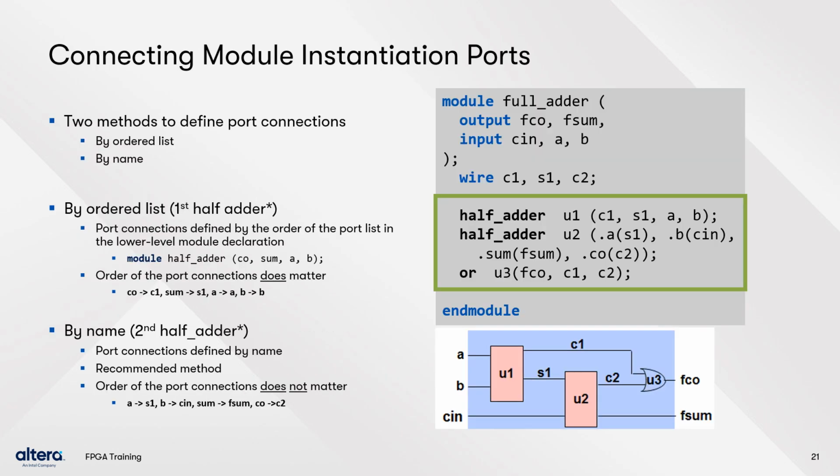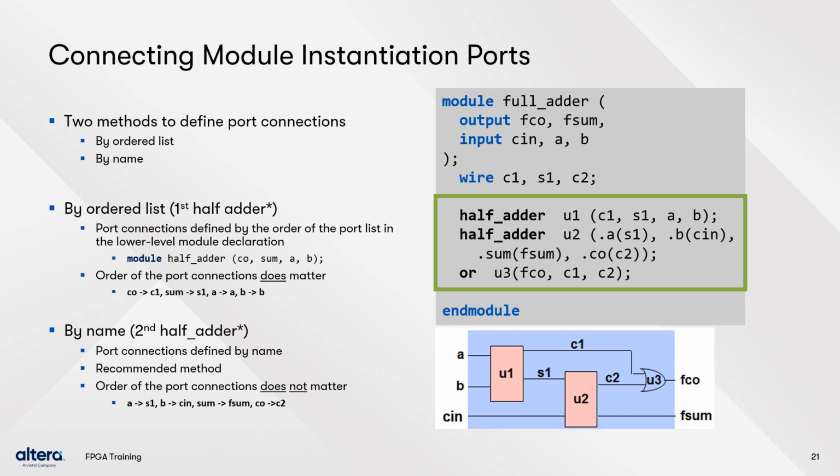When connecting signals to lower-level module ports, there are two ways to define the connections: by ordered list and by name. In the example given on the right, I am instantiating two instances of the half adder module to form a full adder. For the first instance, U1, I've instantiated using the ordered list method. Here, I'm connecting higher level signals to the half adder module's ports by listing the port list in the same order as the port list in the lower level module declaration. Order of the port connections does matter, so you should only use this method for modules with few ports.